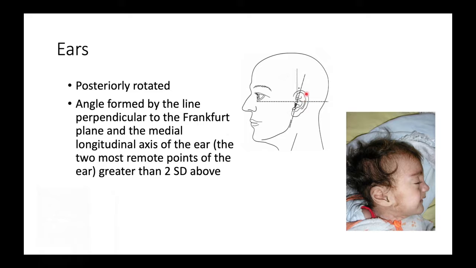And then we look at the ear, and you take what is called the medial longitudinal axis of the ear, which is the line through the two most remote points of the ear. So you take a line through here and here. And if the angle that the medial longitudinal axis of the ear makes with the perpendicular to the Frankfurt plane exceeds 2 standard deviations, or we just say 15 degrees, then the ears are considered posteriorly rotated. So I'm going to try that now.